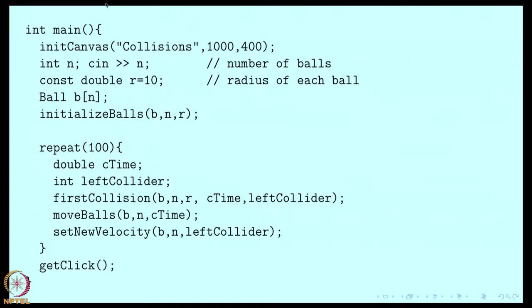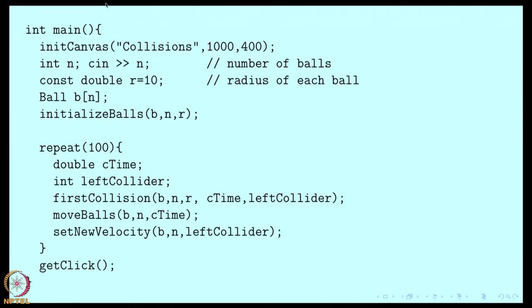So we are going to have a double inside, which is going to be for holding the collision time. Then we are going to have an integer which is going to be an index into the ball array, which is going to be used for holding which left ball collides with the successive ball.